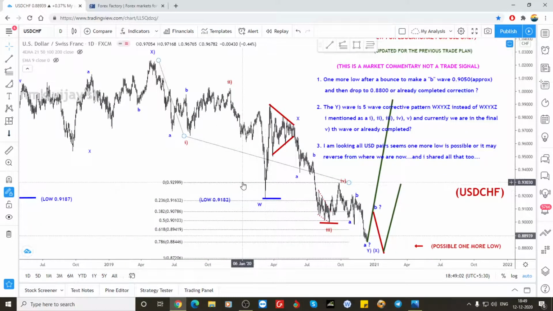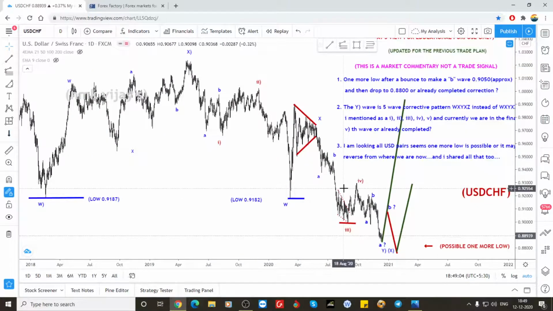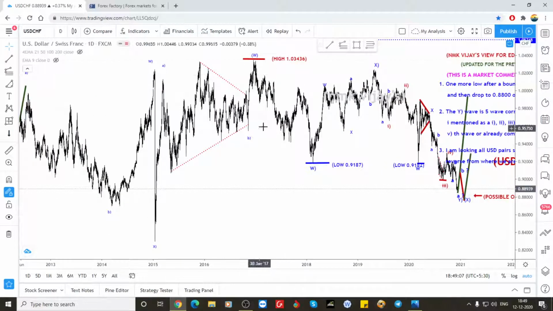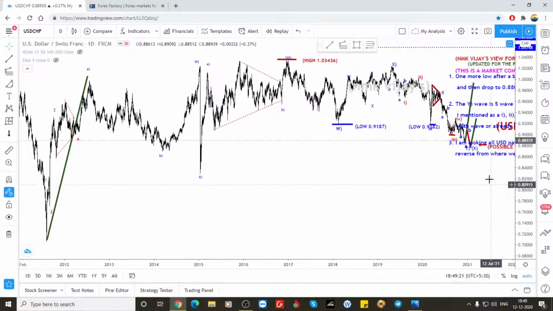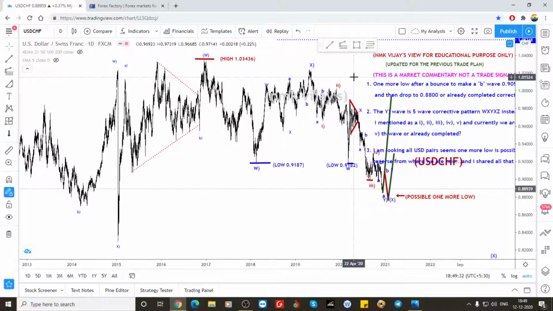So now the pattern is one more ABC is done. ABC is done as a flat correction, and C, a bigger flat correction, is already completed. So here's ABC, ABC. So what is next is the C wave. The C wave contains 5 waves. So it may happen like this from here, and my positional target is 1.0350. It has to break this high to complete that structure. So let's move on to what's next.